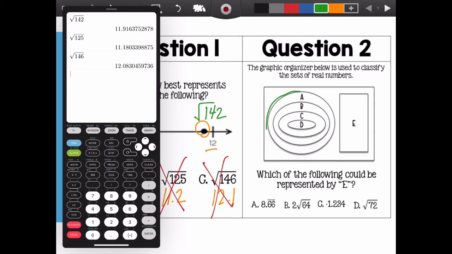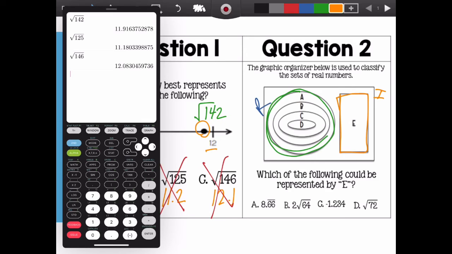Here we can look at this big circle with all of these subsets, and this will be our rational numbers, and I'm just going to put an R for rational, whereas this group over here, E, is representing our irrational numbers. The irrational numbers are any numbers that cannot be classified as rational, and so we want to determine out of A, B, C, and D which value would fall in this E category here, irrational numbers.